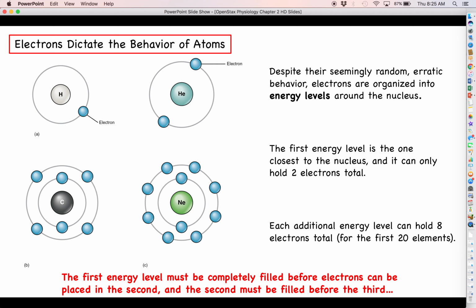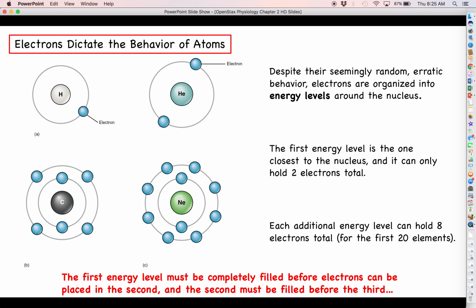But for carbon and for neon listed here, carbon has 6 electrons and neon has 10, so having just one energy level is not going to be sufficient here. The first energy level can hold the first 2 electrons, but for carbon's 4 remaining electrons and for neon's 8 remaining electrons, we are going to need a second energy level that is located a step further away from the nucleus than the first energy level.